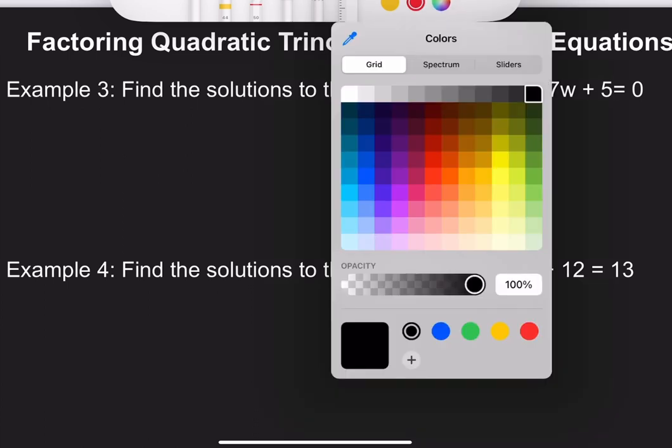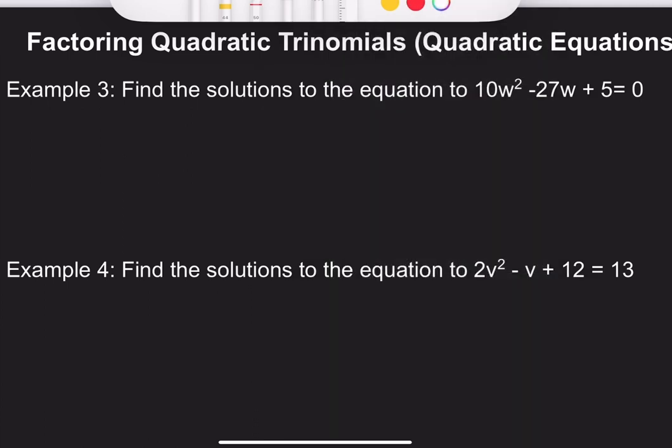So for example 3, the quadratic trinomial is already equal to 0, so that's great. We're now just going to multiply this value of 10 to the last term. So using the AC method again, we have w squared minus 27w, and 5 times 10, that's going to be 50. Let's rewrite that. 10w squared minus 27w plus 50 equals 0. Once again, we multiplied the 10 with the 5.